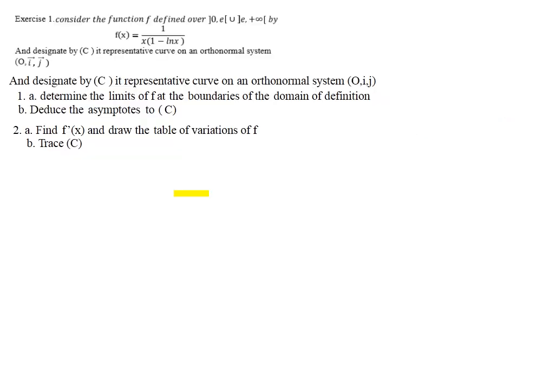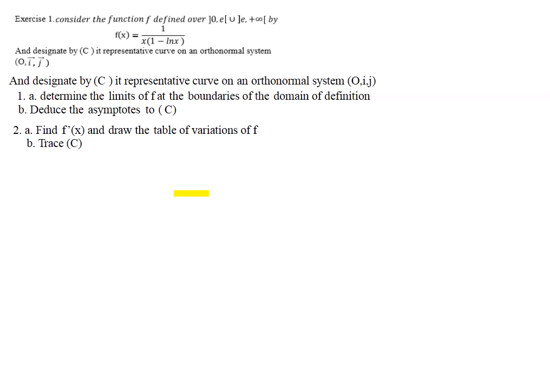And now we're going to have another exercise. We have the function f of x equals 1 over x times 1 minus ln x. Its domain is 0 to e union e to plus infinity. And in the first part, we're going to determine the limit at the open boundaries.